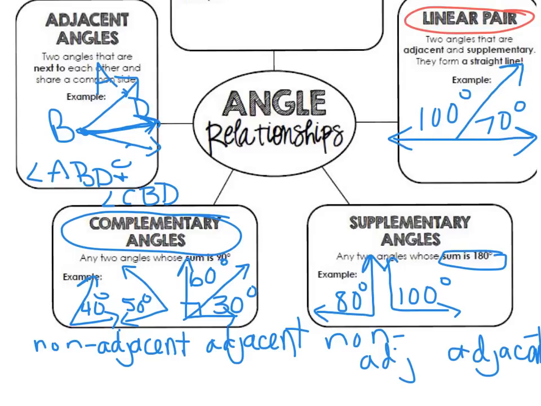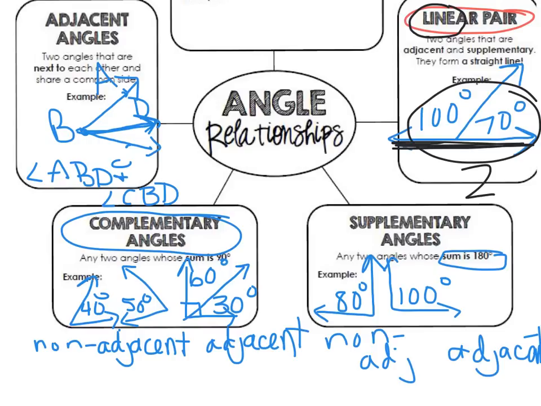So linear pair. The word tells you you have a line. Here's your line, and you have a pair. A pair means how many? Two angles on a straight line. That's a linear pair.